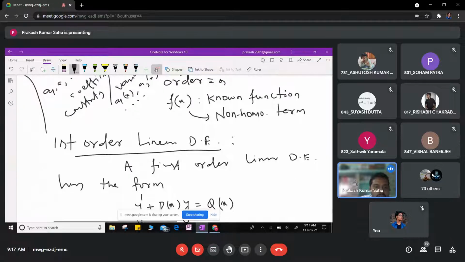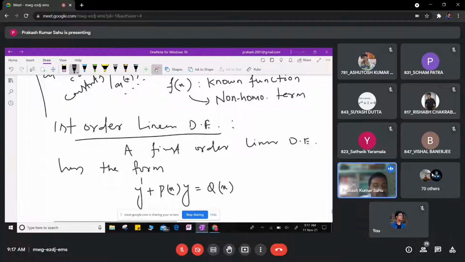Now here we take only the first order linear differential equation. We take both non-homogeneous and variable coefficient. If p of x is a constant, then it is called constant coefficient, and if q of x is equal to 0, we can say this is a homogeneous differential equation. Got it?